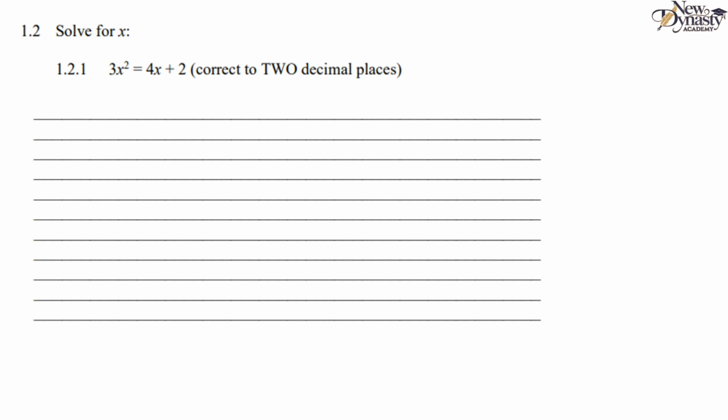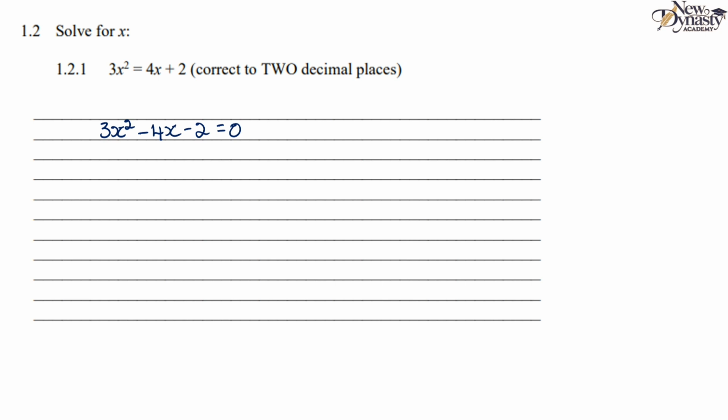Question 1.2 says solve for x. 1.2.1, you are given that equation here, and the first thing you need to do in this case is rewrite this equation in the standard form, because you're told to correct this to 2 decimal places, which basically means that you have to use the quadratic formula. So before you can use the quadratic formula, please make sure that you write your equation in the standard form. How do you do that? You have to make sure that all the terms are on one side of the equal sign. So that's how you do that.